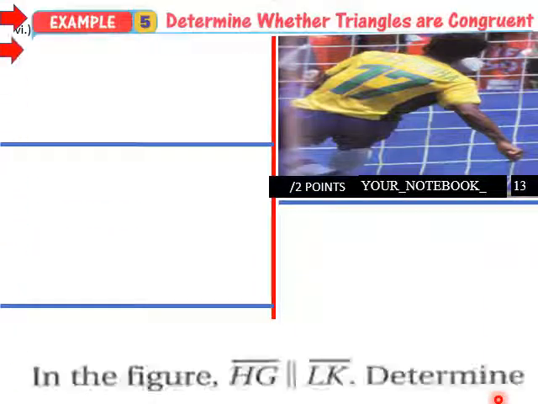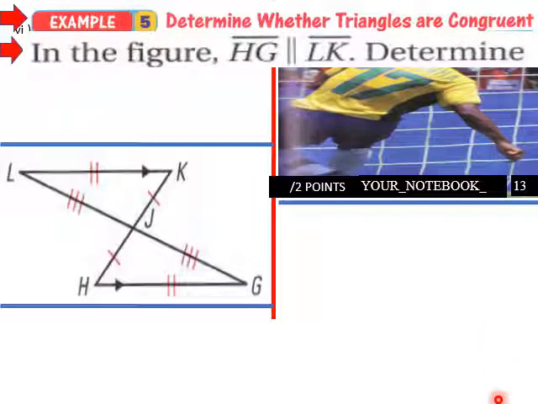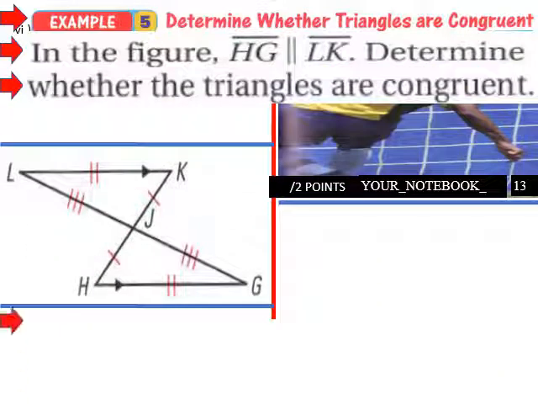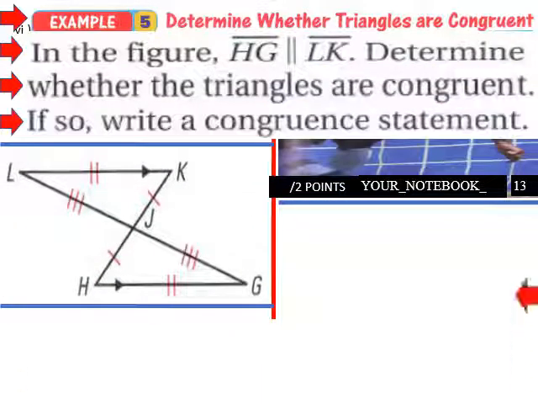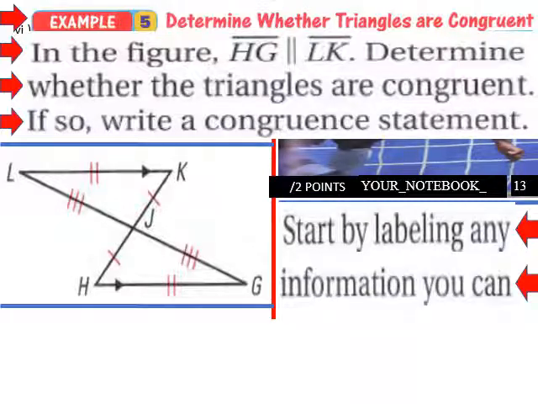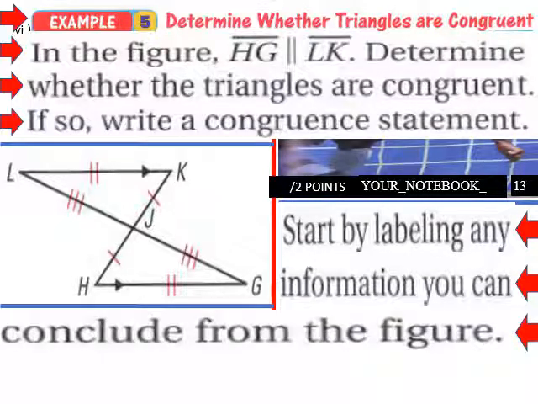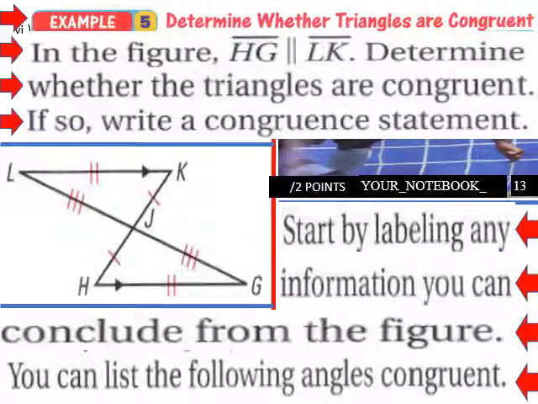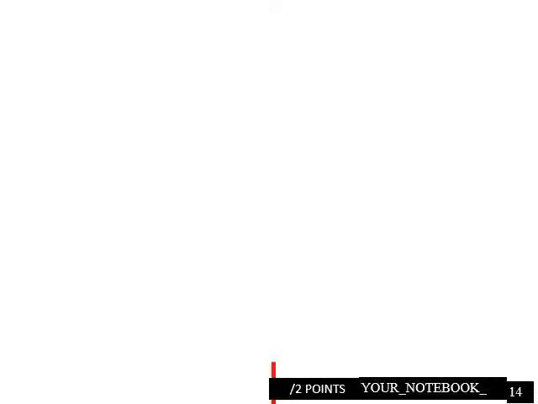Your notebook, page 13. Determine whether triangles are congruent. So we're going to determine if these two triangles here are congruent. If so, write a congruent statement. Start by labeling any information you can conclude from the figure. The following angles now.